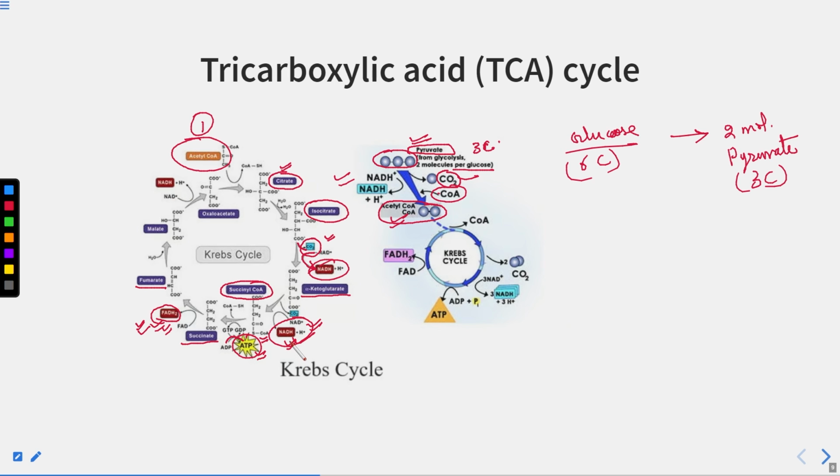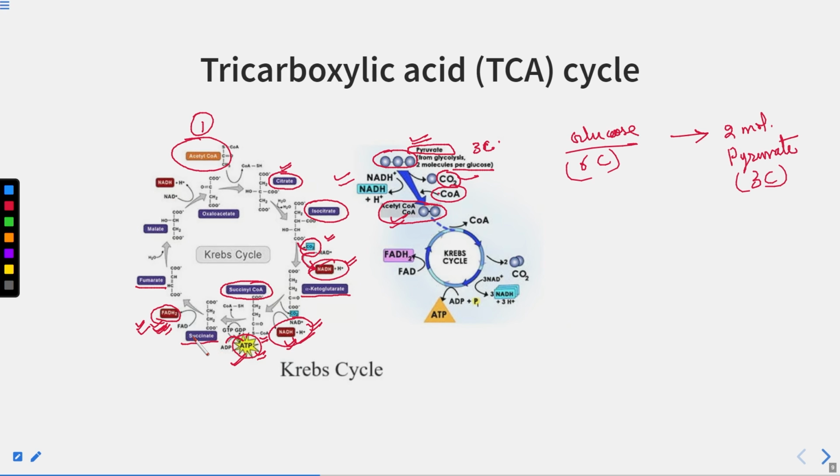NADH2 is formed here, NADH2 is formed here, FADH2 is formed here, and again a single ATP is also formed here. So you all know ATP is the currency of energy. So what is the use of this NADH2? This NADH2 actually changes to ATP with the electron transport system.